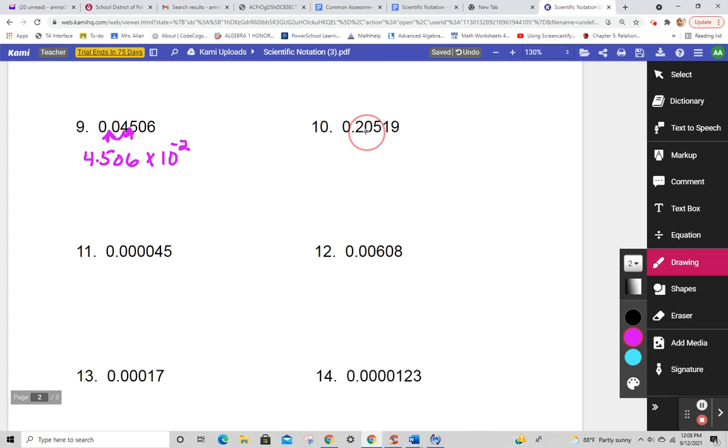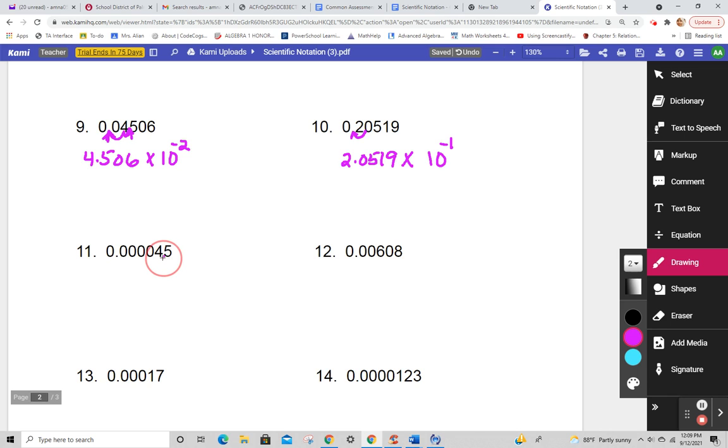All right, let's try the next one. The decimal needs to be right here, 2.0519. We know this is a number smaller than 1, so our exponent is going to be negative. We put it here, but it's originally here, so we just have to move one place to the right. All right, let's try the next one.